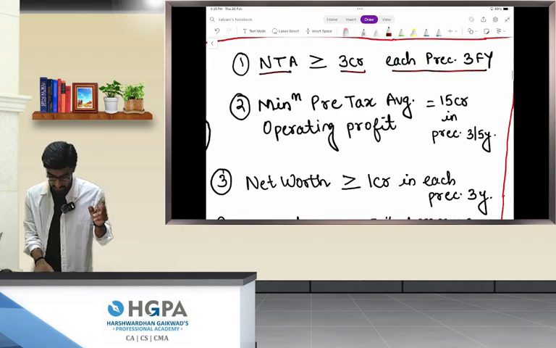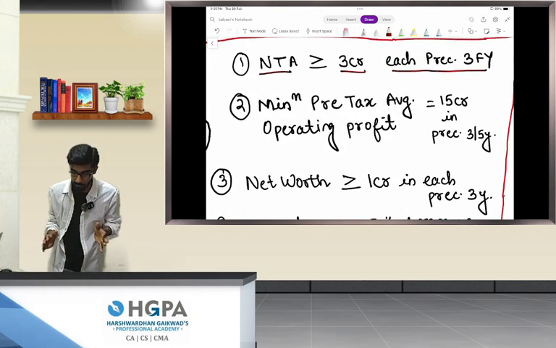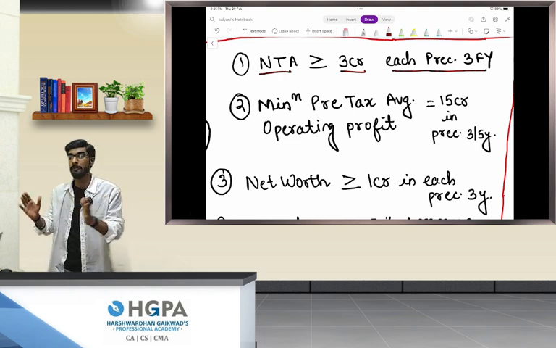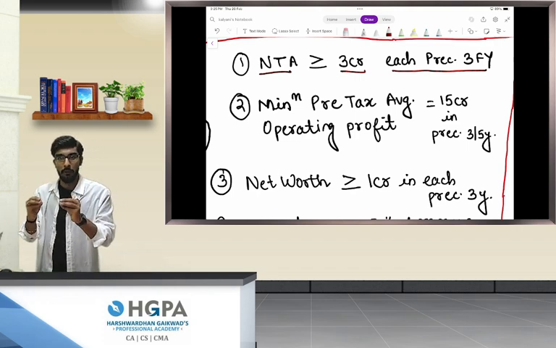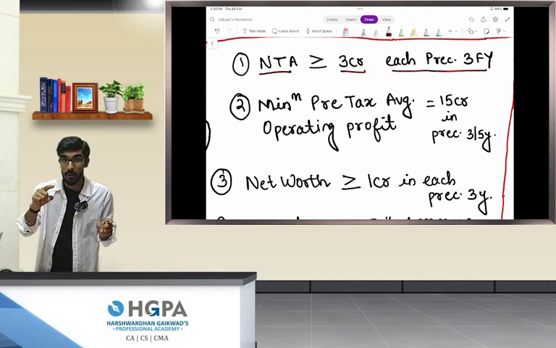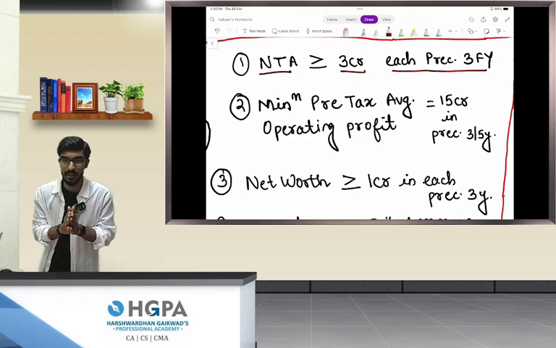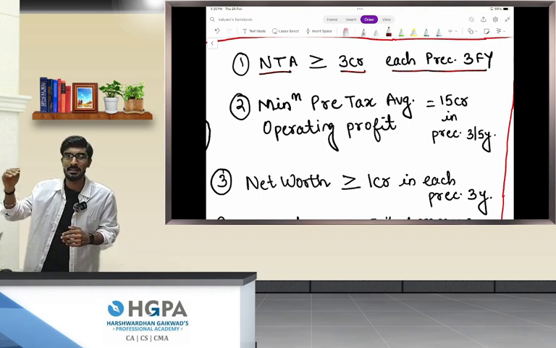The second condition is that the minimum average pre-tax operating profit should be 15 CR in the preceding 3 out of 5 financial years. Operating profit is the profit that does not include taxes and does not include interest. Basically, you have studied this, right? EBIT, earnings before interest and taxes.